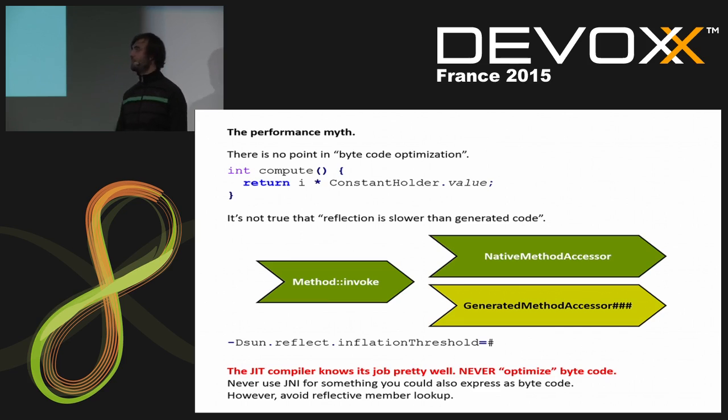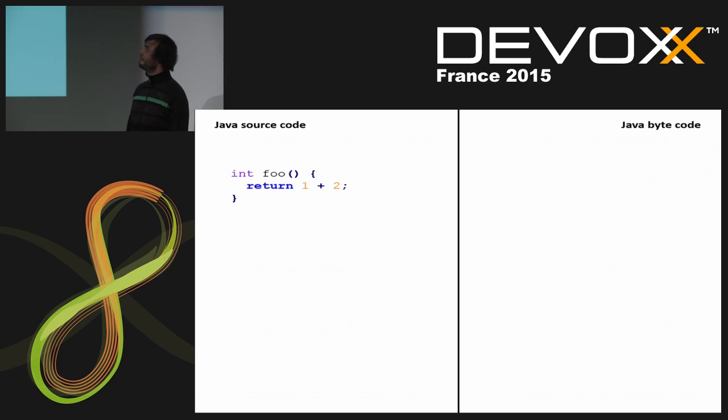What is expensive, however, is reflective member lookup. That costs the time that people normally measure when they compare reflection to native, or not native, common method calls. So yeah, this is just not true, right?